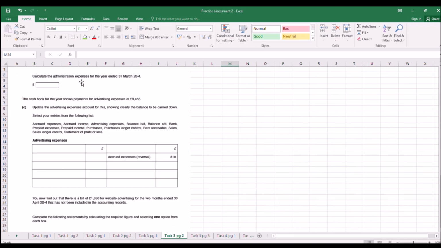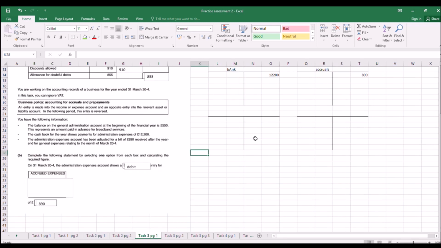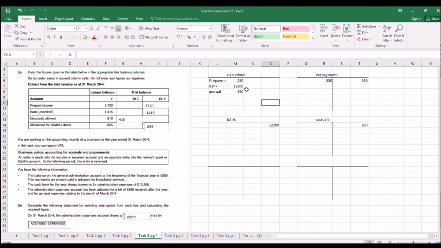Cool, calculate the administration expense for the year. Okay, so let's go back and complete our account. So we've got the transfer to the statement of profit and loss account, P&L, which is going to be all of those items there. Close down the account, and it's 13640.